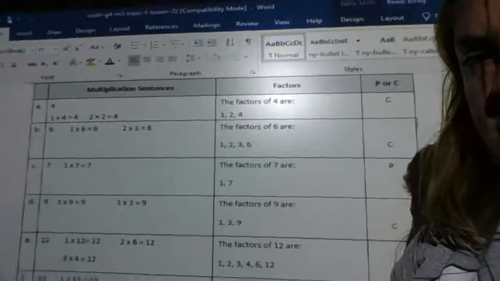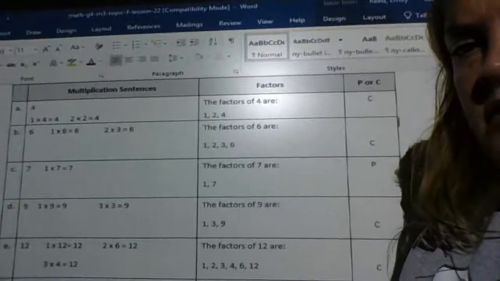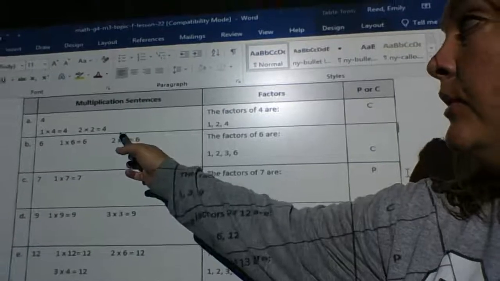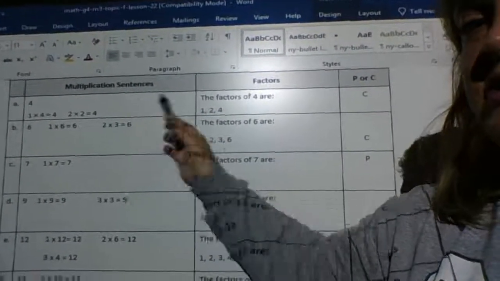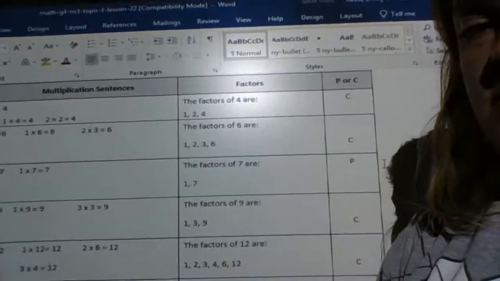Let me pull you closer to the screen. Ready? This is like shaky camera. Here we go. The factors of 4 are 1, 2, and 4. You should have 1 times 4 and 2 times 2, and it is composite. You with me so far?